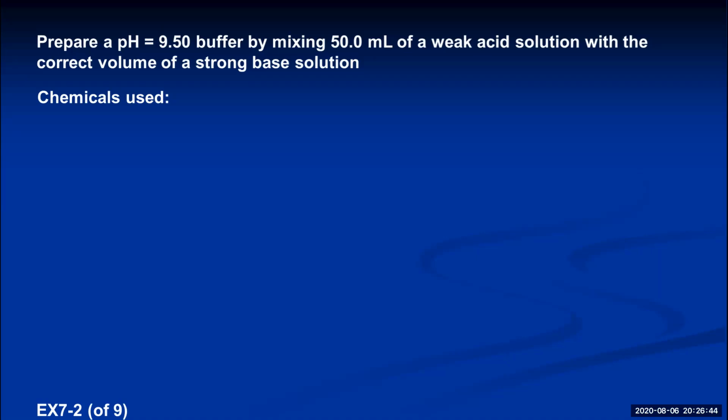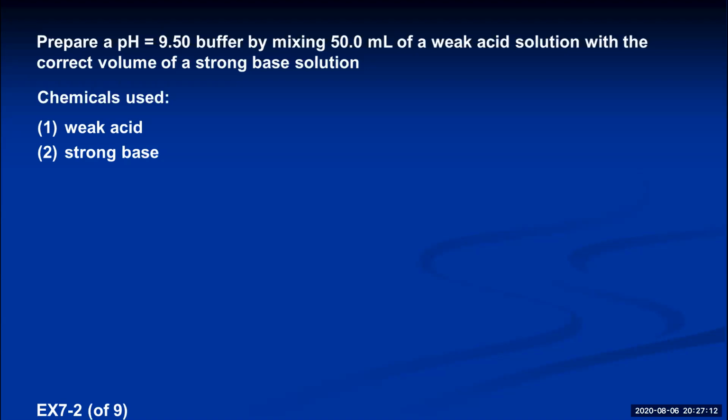We've learned you can make a buffer by mixing solutions of a weak acid and a solution of its weak conjugate base. In this case, we're going to be mixing a weak acid with a lesser amount of strong base. The 3rd way you can make a buffer is by mixing a weak base solution with a lesser amount of strong acid. But if we can identify that we're going to be mixing only these 2 chemicals, the weak acid and the strong base, we know this will make a buffer as long as the strong base has a lesser amount than the weak acid.